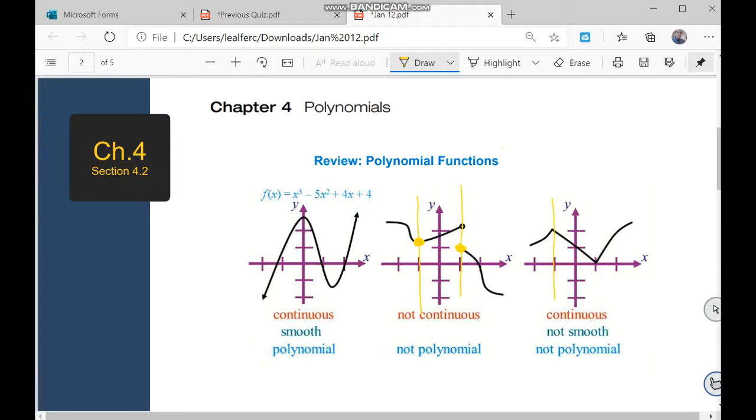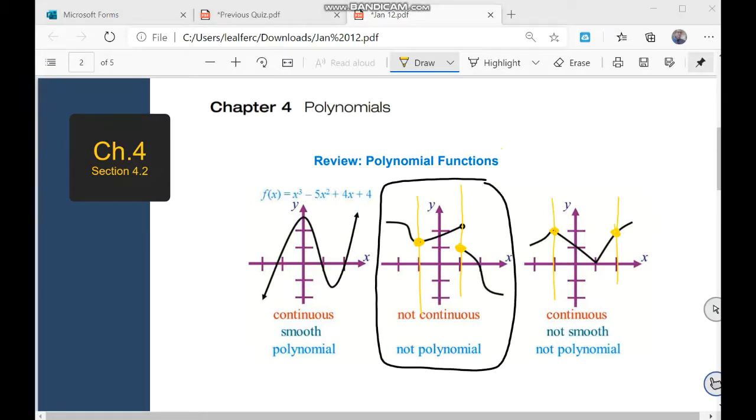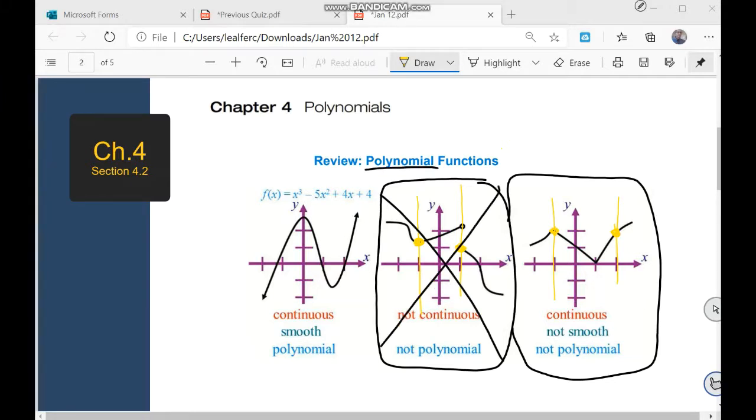So we have here a few examples. Those examples are functions because if you try the vertical line test, the line will intersect the graph in only one point. That means for each x you only have one y. For each input you have only one output. This is the vertical line test. But the point is, those graphs here, they are functions, yes. If you try the vertical line test, they pass, that means they are functions, but they are not polynomial functions. No, they are not polynomial functions.